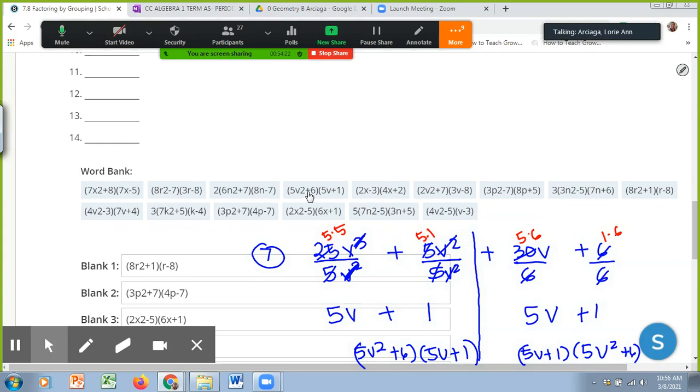If you came in late, I told your classmates that if you see a number after a variable, it's an exponent, okay? Because I couldn't use exponent in Schoology, so I had to improvise.